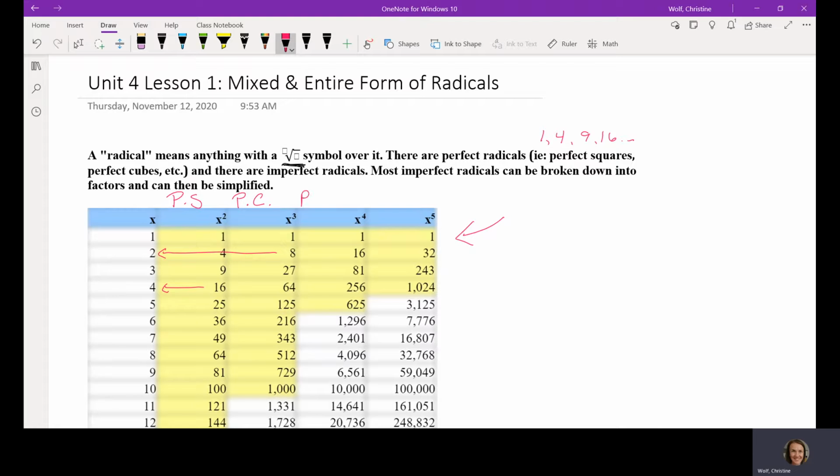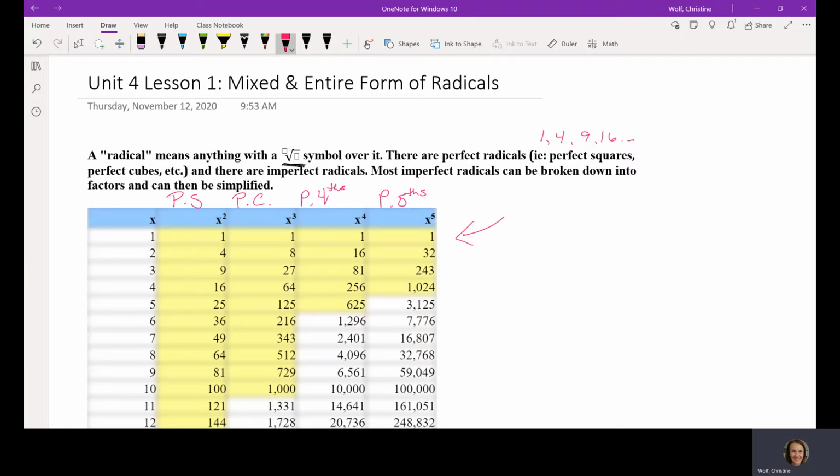I've also included perfect fourths. For example, we get 16 by going 2 to the 4, or 2 times 2 times 2 times 2. If you look all the way over to the left, you'd find what the fourth root of 16 is. That's how you use this table, and we are going to be using it quite a bit for this lesson. I've also included perfect fifths. That's rare that we use those, but we do sometimes. So we need to know perfect squares, perfect cubes, perfect fourths, and perfect fifths.